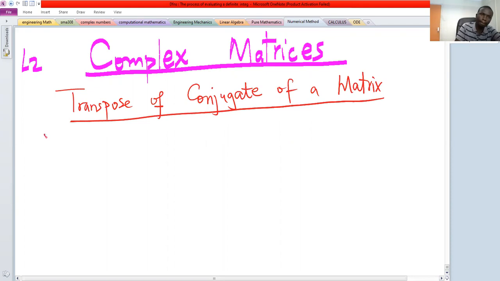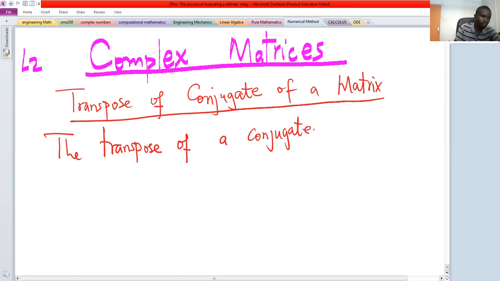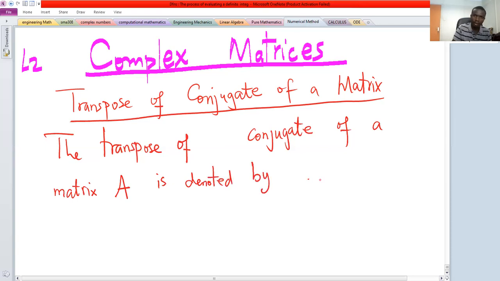The transpose of a conjugate matrix, the transpose of the conjugate of a matrix A, is denoted by A power theta or A star.